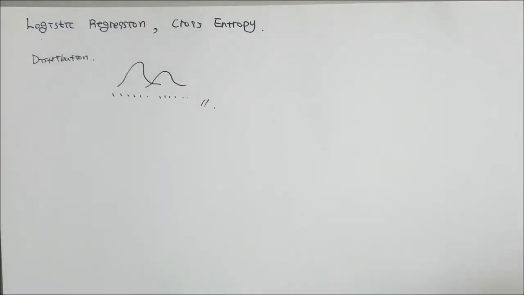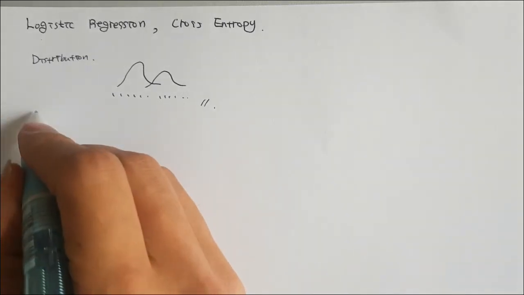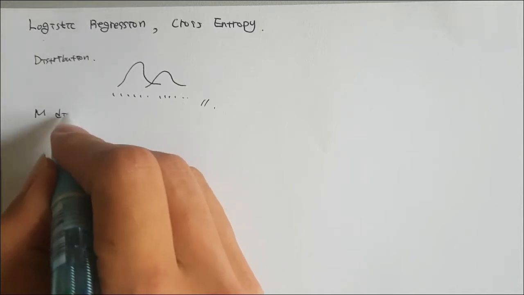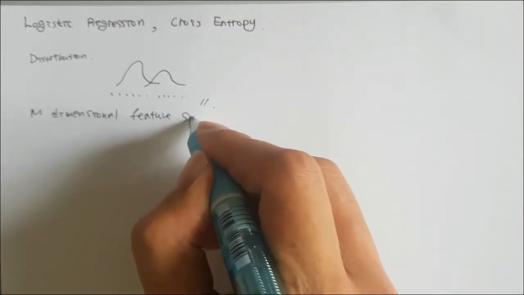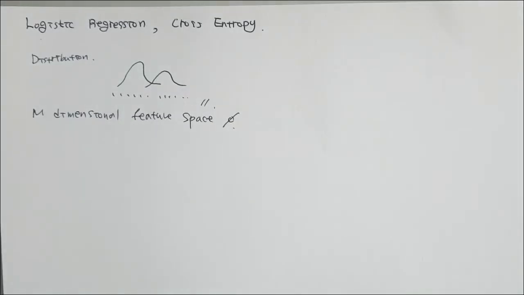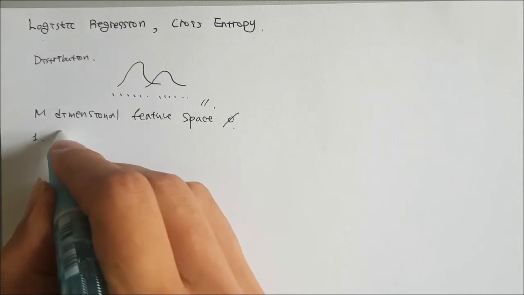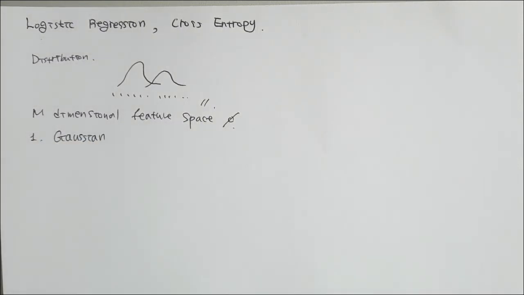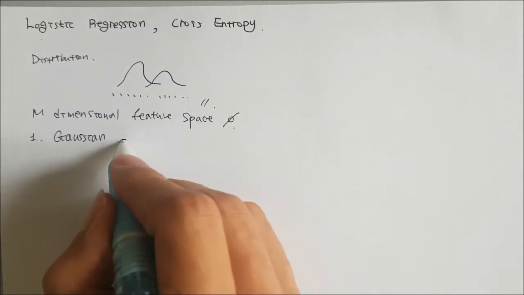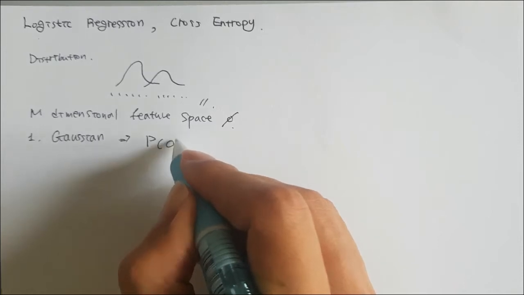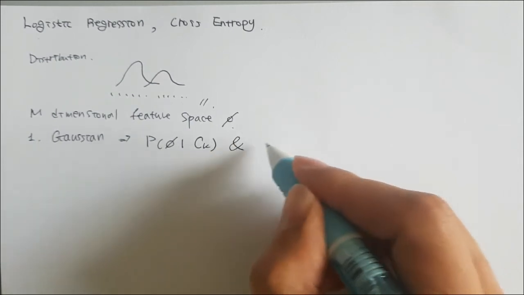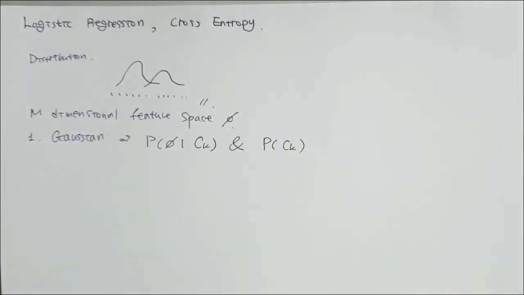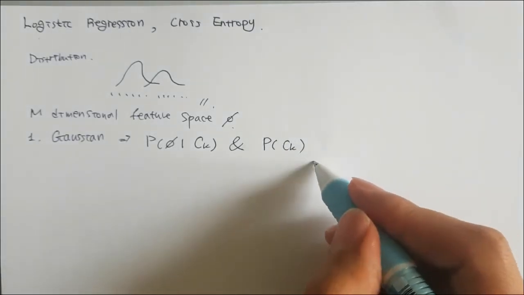But in this case, it requires many parameters, because in terms of an m-dimensional feature space, let's say with basis function phi, if it is Gaussian, which is mostly used as a probability distribution, then it will be represented by P of x given class, the likelihood, and P of class, which is the prior.